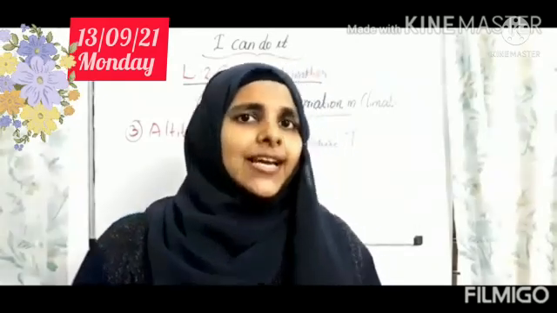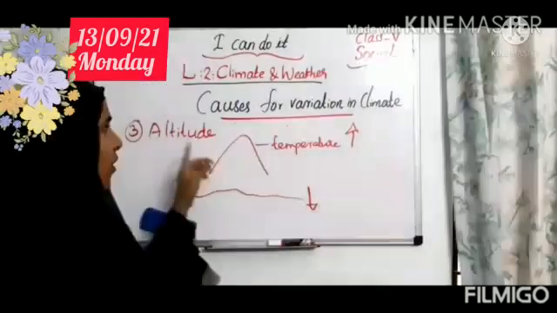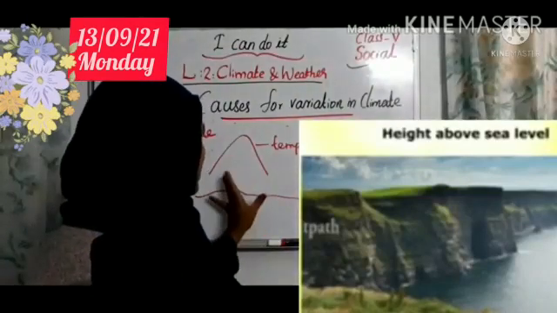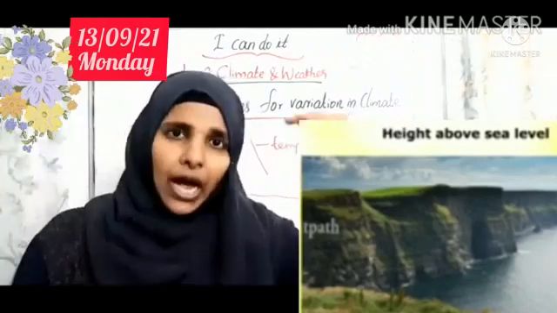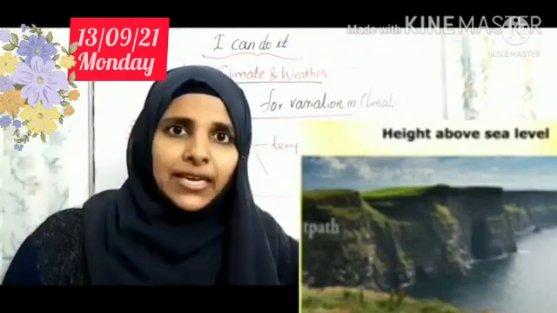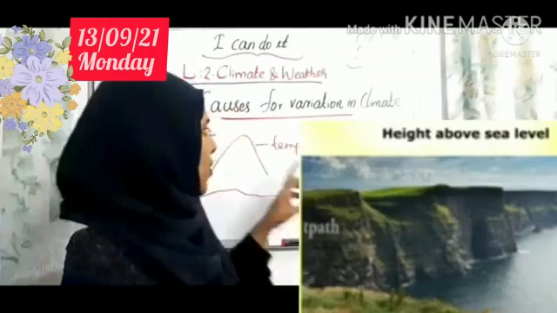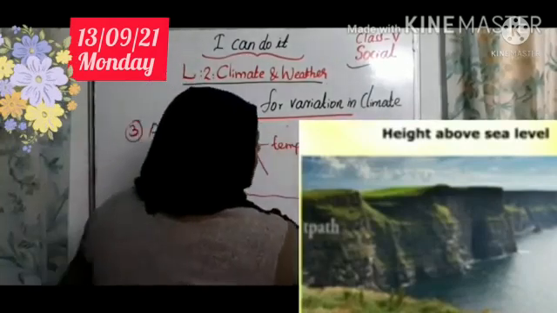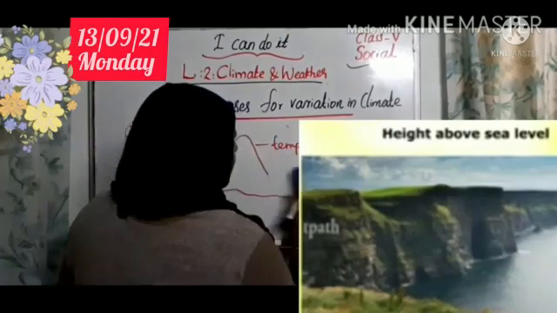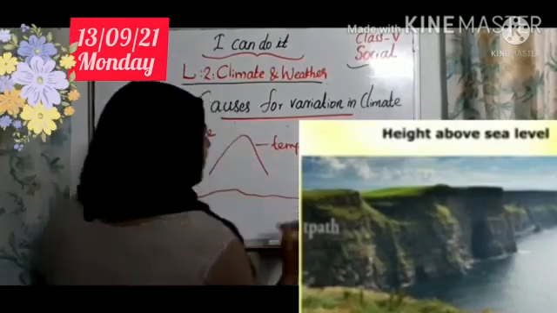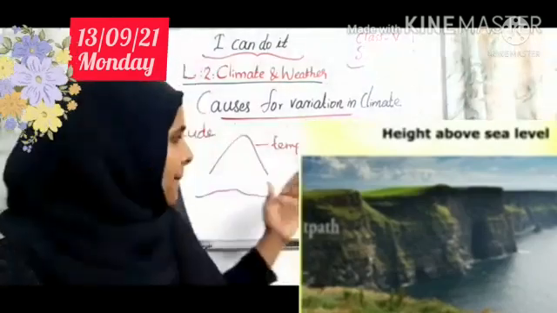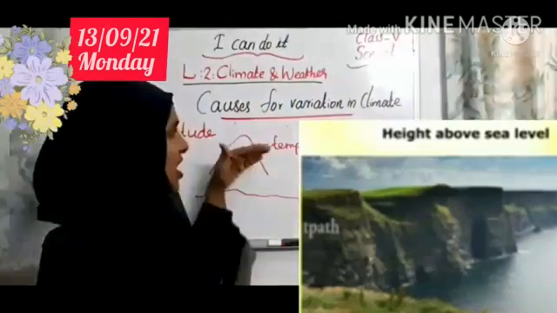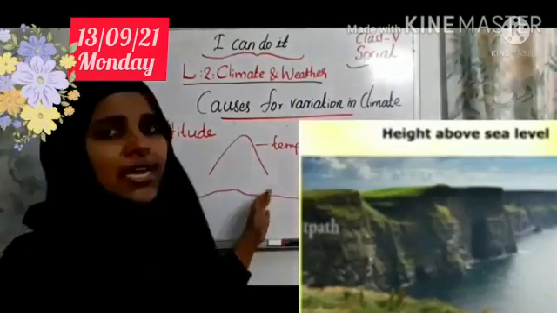Our third factor is height above sea level, or we can say altitude. Okay, we can check that. In mountain regions, when we go up, we can feel that the air becomes thinner. That's why it absorbs less heat. So the temperature in the mountains is very low compared to sea level. Sea level temperature is very high, but when we go up the mountain, the temperature is much lower than at sea level.